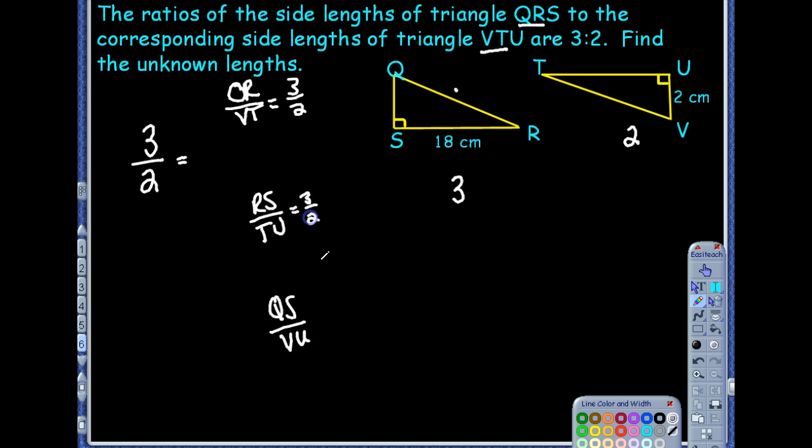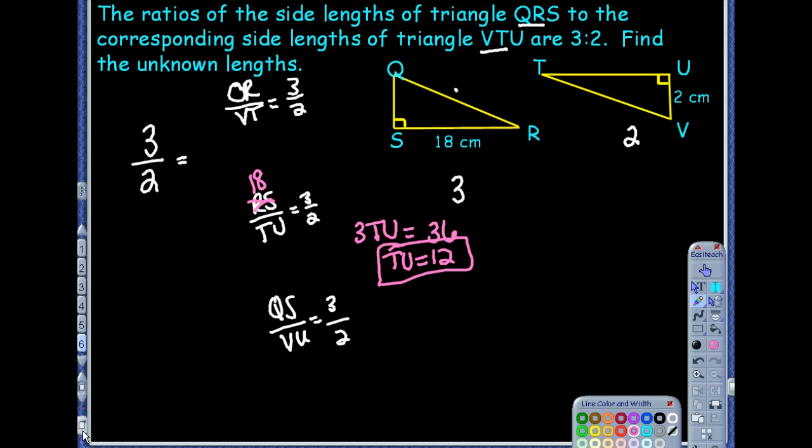So now we just need to figure out what pieces we already know that can help us find some other pieces. Well, I'm looking at the first triangle, the one on the left. SR is 18, so there's RS, that would be 18. I could replace this with an 18, and that would allow me to find TU. There's one unknown in the proportion. We could go ahead and do that cross multiplication. So that would be 3TU equals 36. So TU equals 12.